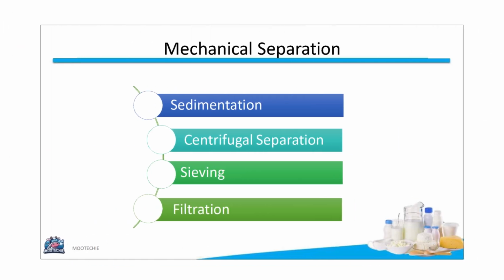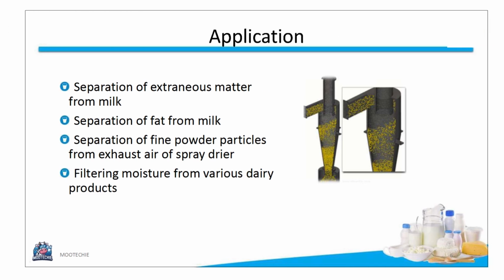The main methods of mechanical separation we will discuss are sedimentation, centrifugal separation, sieving, and filtration. These methods have many applications in the dairy industry. They are used for the separation of extraneous matter from milk. They are crucial for the separation of fat from milk to produce cream and skim milk. They are used to separate fine powder particles from the exhaust air of a spray dryer. And they are used for filtering moisture from various dairy products.